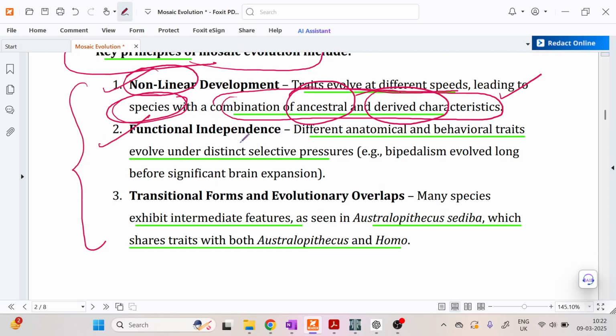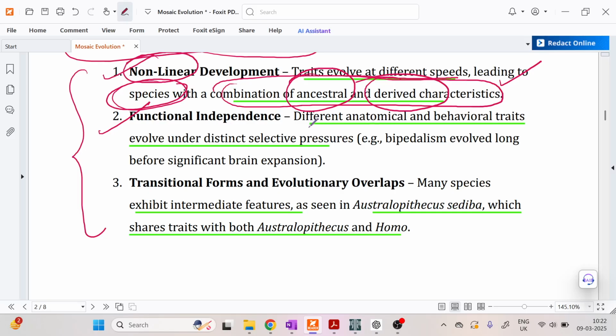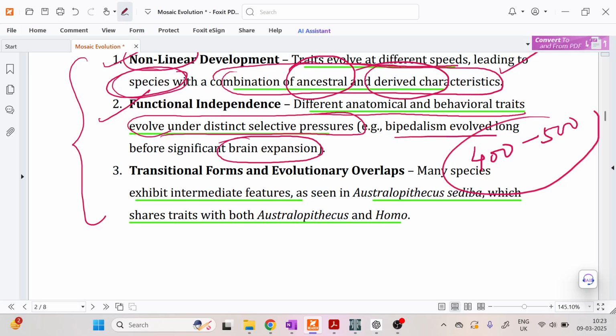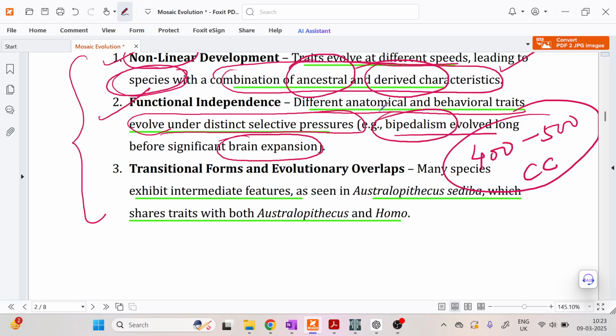Then the second principle, functional independence, which means different anatomical and behavioral traits evolve under distinct selective pressures. So this example has been given, which I have also explained, that Australopithecus evolved bipedalism long before any taste of brain expansion. Because if we look at the brain of Australopithecus, it was somewhere around 400 to 500 cubic centimeters, which is just a few notches above that of primates, but still they had evolved bipedalism.